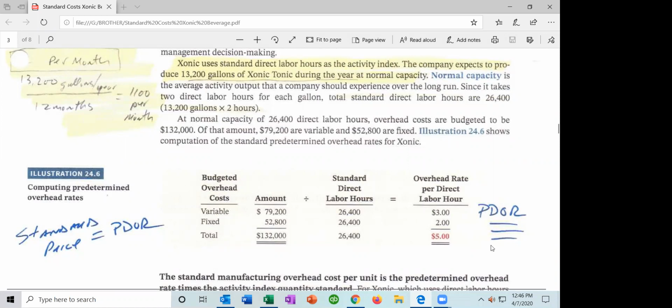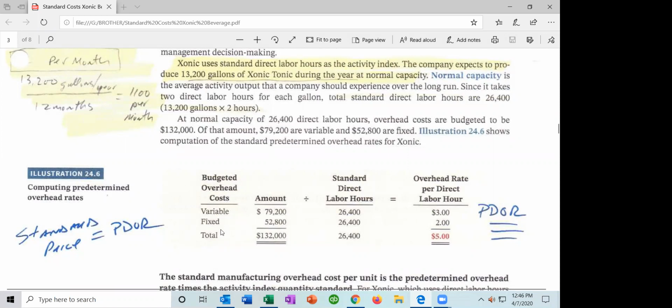This chart here on the screen is the calculation of the predetermined overhead rates. And what they did is they broke down the predetermined overhead rate between variable and fixed. Again, remember the formula: estimated overhead dollars divided by estimated activity base. For the variable, estimated variable manufacturing overhead, 79,200, which comes from up here, they gave it to you, divided by the activity base, the predetermined overhead rate for variable, $3 per direct labor hour.